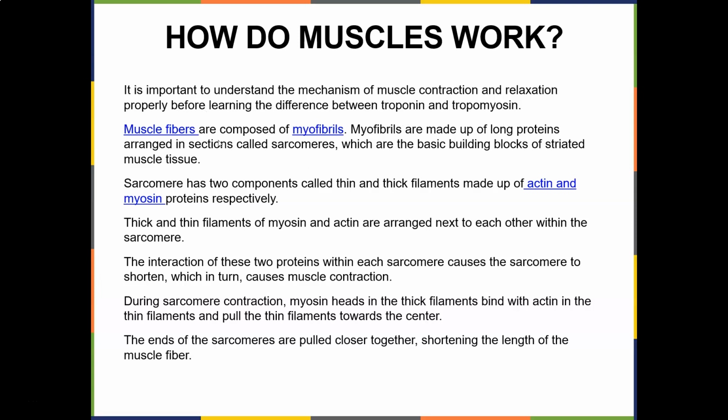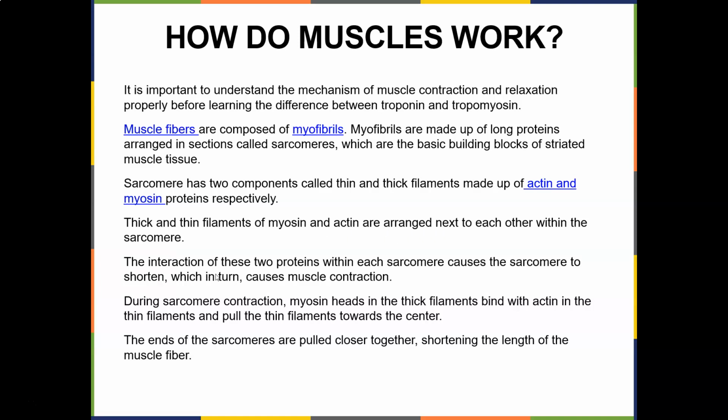So muscle fibers themselves are composed of myofibrils. Myofibrils are made up of long proteins arranged in sections called sarcomeres, which are the functional unit or basic building blocks of striated muscle tissue. So this is all terminology that you need to know. Then, sarcomeres have two components called thin and thick filaments made up of actin and myosin proteins. Thick and thin filaments of myosin and actin are arranged next to each other within the sarcomere.